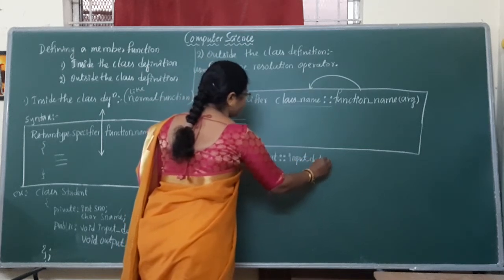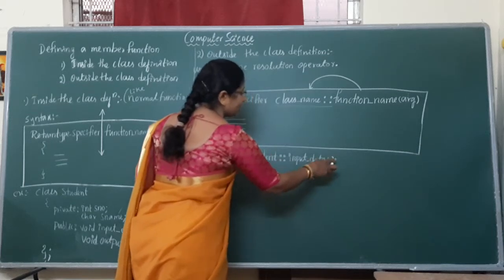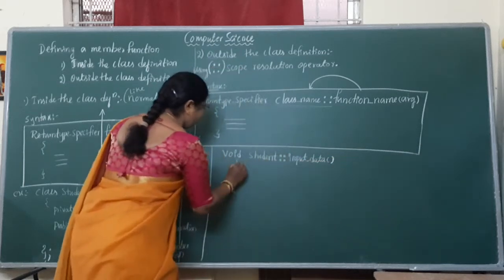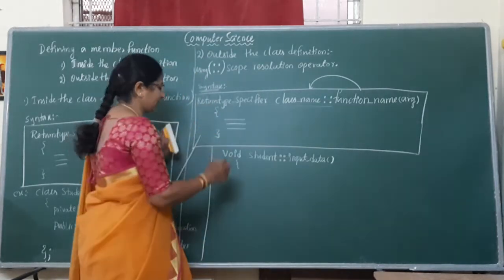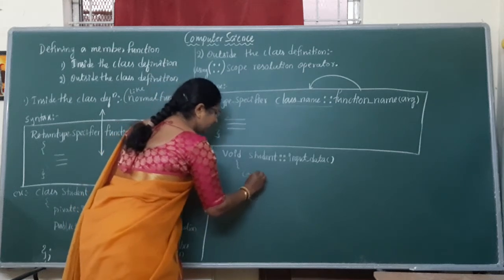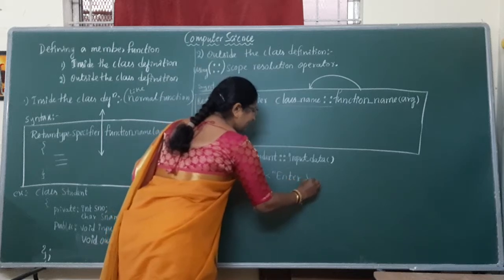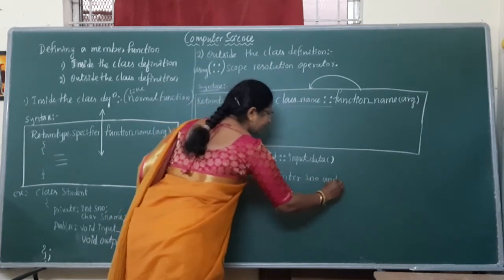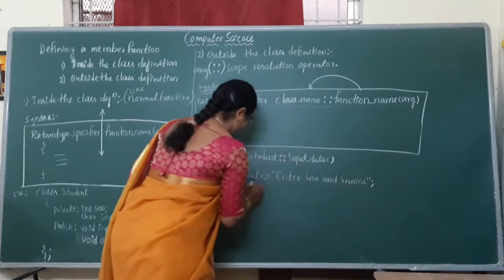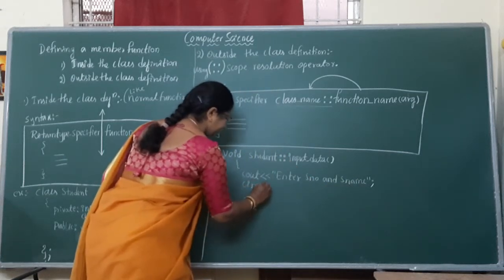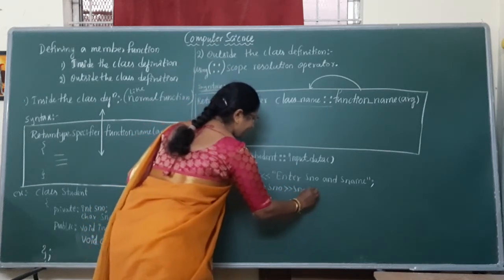Input data. Is a termination required here? No. It is a definition. Body of the function is required. Whatever you wrote yesterday, the same thing, write it here. Cout enter S number and S name. Cin, S number, S name.